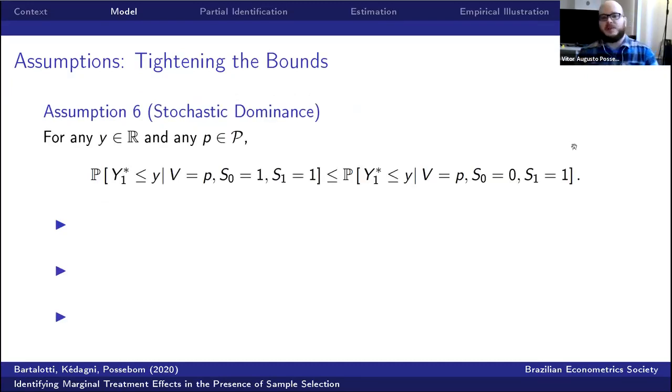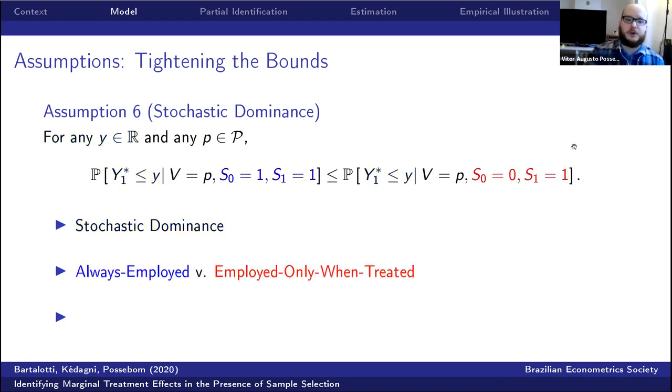Finally, if you want to tighten the bounds even more, you can impose the stochastic dominance assumption that is given by this somewhat large and ugly inequality. So let's understand what this assumption is actually imposing. First, it is a stochastic dominance assumption, so we are comparing 2 CDFs. The 2 CDFs that we are comparing are the CDFs related to the treated wages for 2 subpopulations. In blue, we have the always employed population, and in red, we have the employed only when treated population. And we are basically saying that the blue population has better wages than the red population.